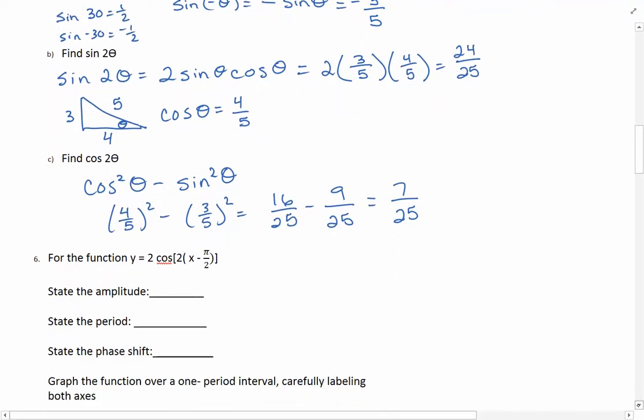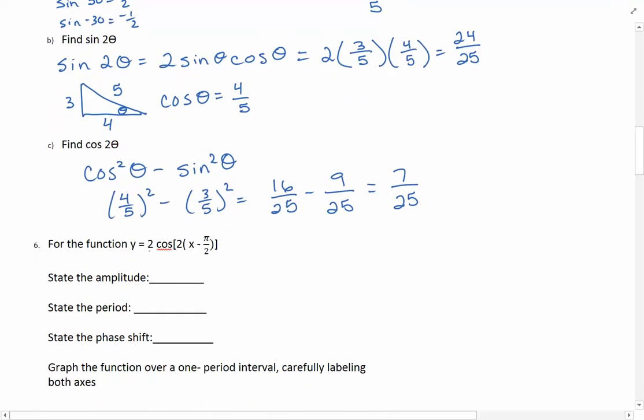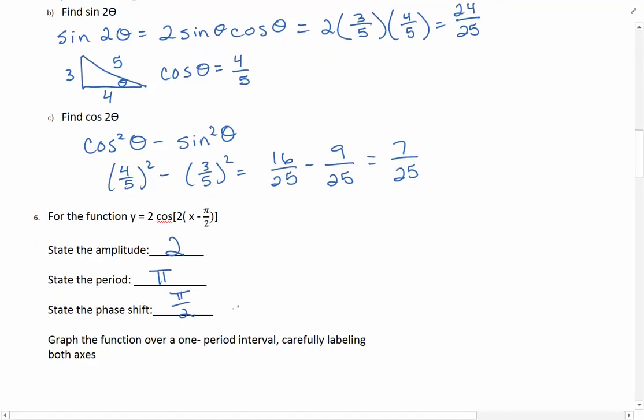Okay. On this problem, the amplitude is this A, this number in front. The period is 2 pi over B, so 2 pi over B is just pi. The phase shift is that pi over 2. And so remember, we always want to start at the phase shift, and we would end at the period plus the phase shift. We're not really starting or ending, but that's kind of how we set up our axes. And so that would be, in this case, pi plus pi over 2, which is 3 pi over 2.